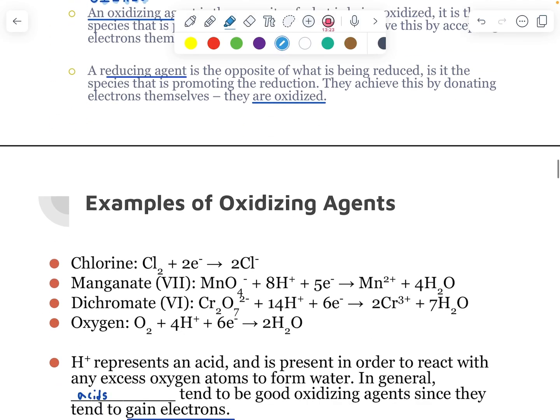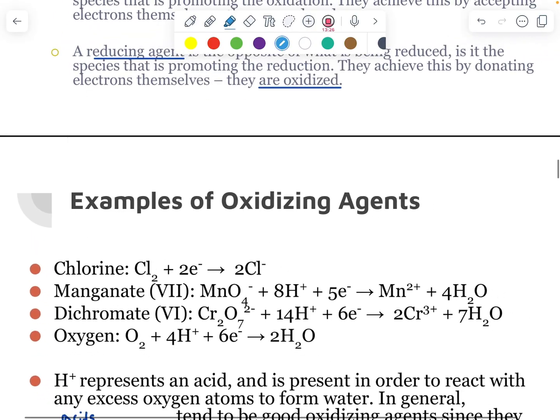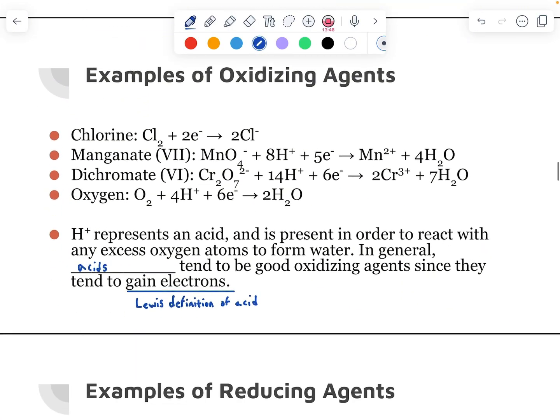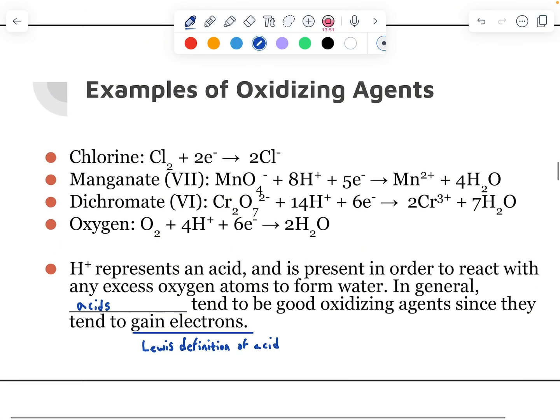So let's look at this. Chlorine, you see we use half reactions to show oxidizing agents and reducing agents. That's important. That's going to come back, especially when we talk about electrochemistry. When we get into galvanic cells and voltaic cells, we're definitely going to be looking at half reactions a lot more, but it's nice to get introduced to them right now. So H positive in this reaction, in the manganate reaction, represents an acid, and it is present in order to react with any excess oxygen atoms to form water. Oh, I guess we're looking at the fourth equation.